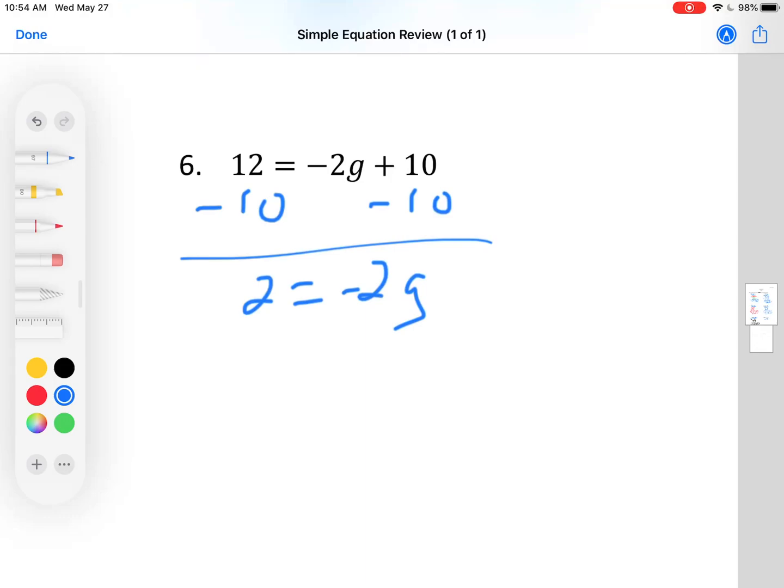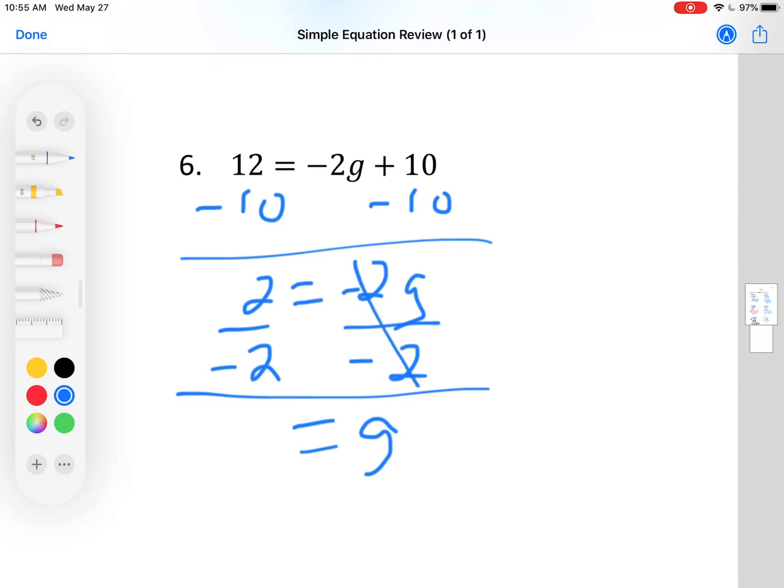But what's multiplying g? Negative 2 is multiplying g. So what should we divide by? We have to divide by negative 2. Notice, not plus 2g. You couldn't combine it with 2 anyway. It's a variable. We get g over here because the negative divided by negative makes positive. 2 divided by negative 2 is negative 1.